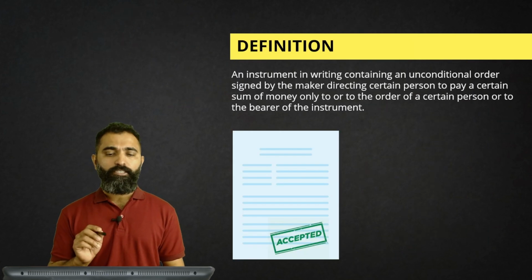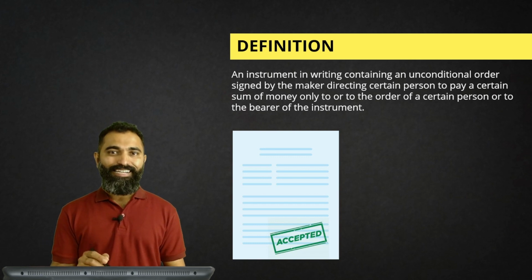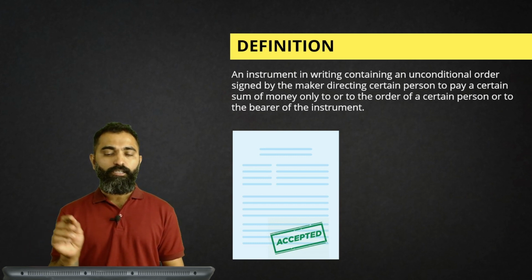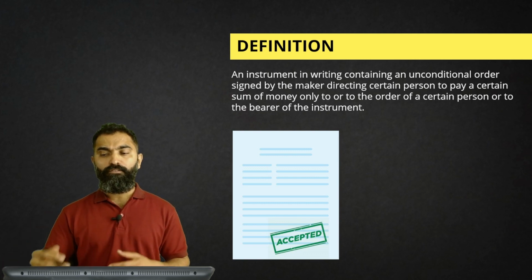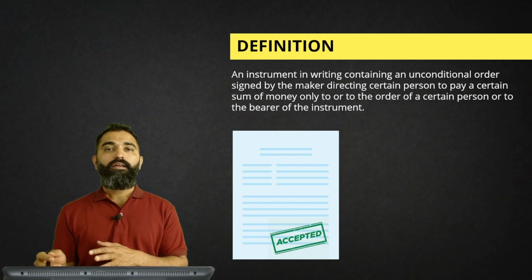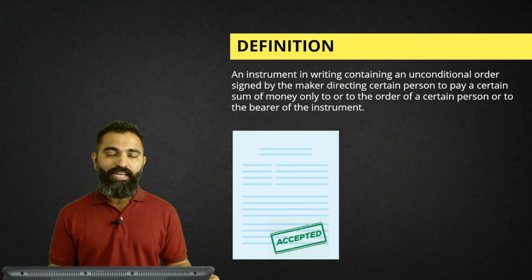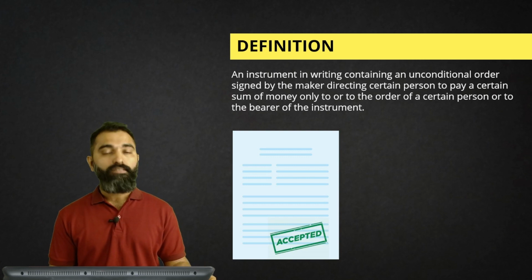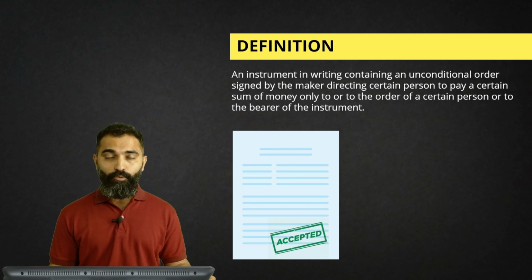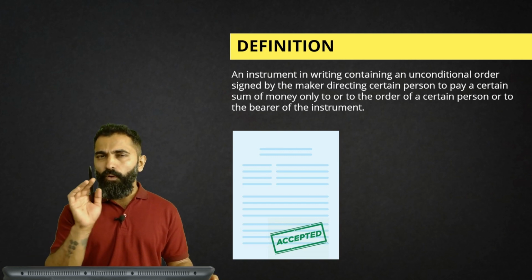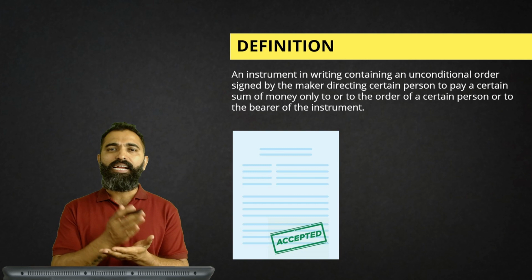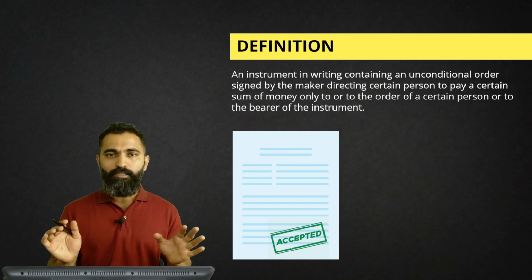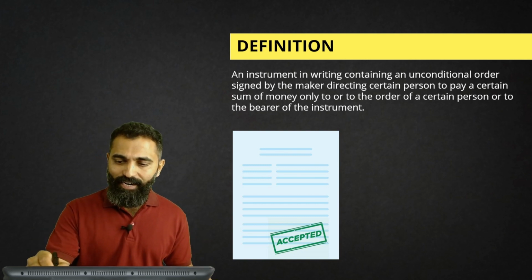So what is the definition? An instrument in writing containing an unconditional order signed by the maker directing a certain person to pay a certain sum of money only to or to the order of a certain person or the bearer of the instrument. If you try to learn by heart a definition like this, it is going to go completely over your head. पूरा bouncer जाएगा. कोई भी definition सीखना है, you want to learn any definition, simply break it down into parts. Very simple. So an instrument in writing.